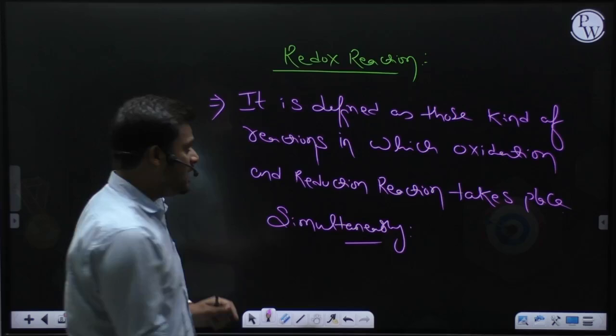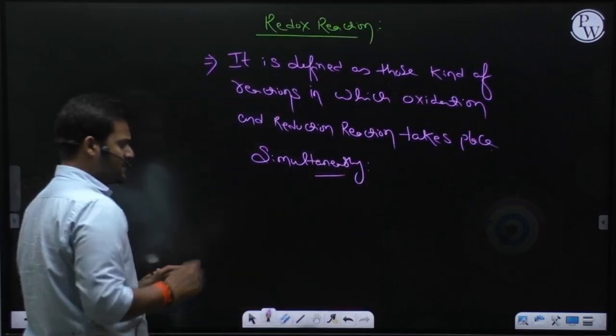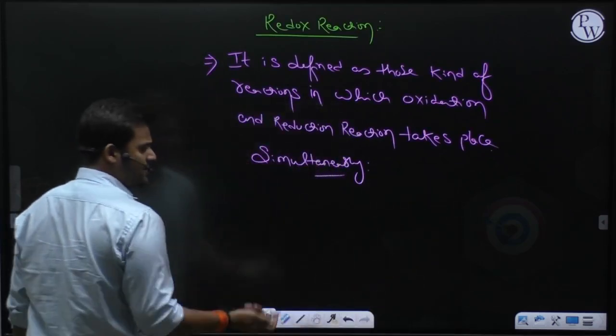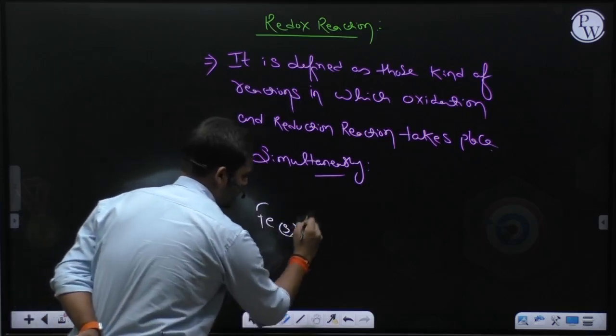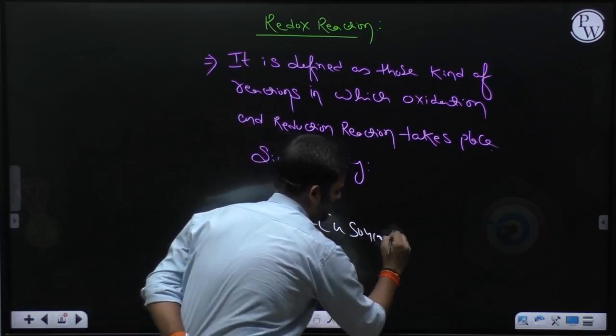To make it very clear, I have a very simple example. Let us go through a very simple example. Let's say I have iron that is present in solid state. Here it is reacting with copper sulfate, which is present in aqueous state, right?